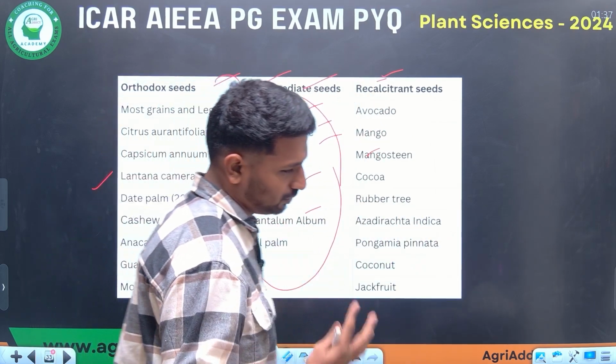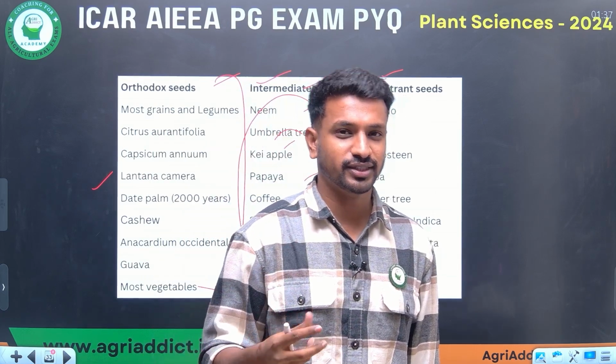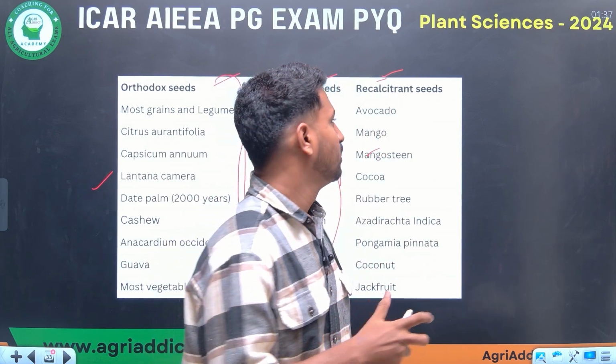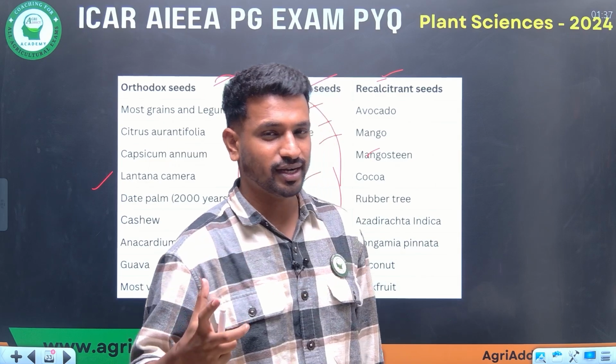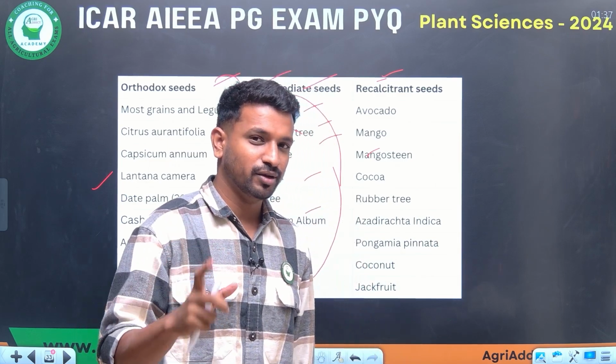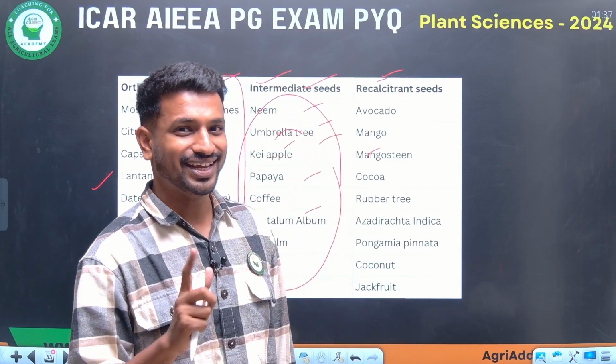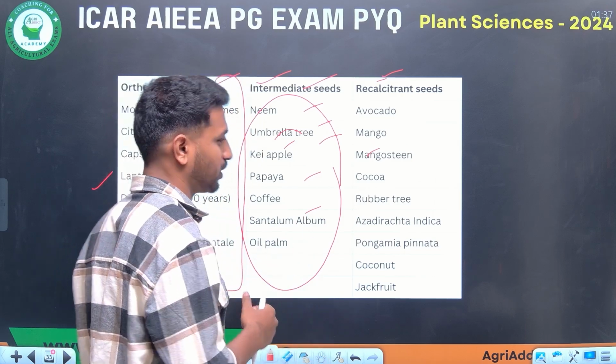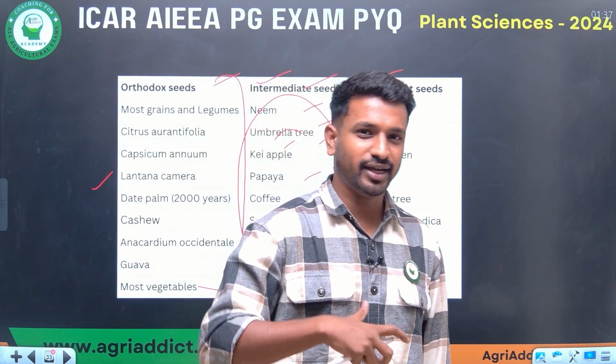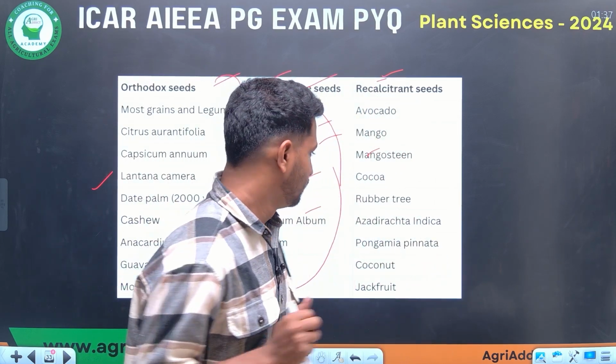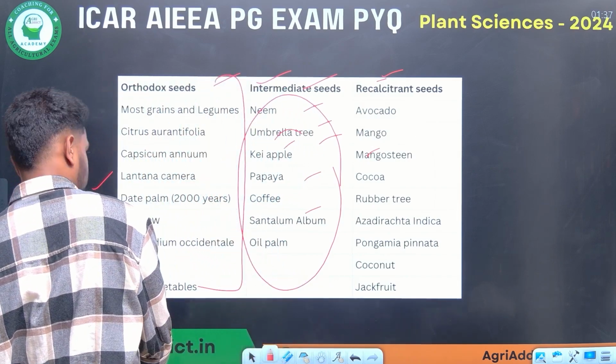Okay, and also the moisture content. For example, vegetables or seeds which inherently have high moisture content while they are grown, remember they will be under the category of recalcitrant, because they already have high moisture content. When the water content is already high, it can't be drastically dried. So that's how you can remember it.